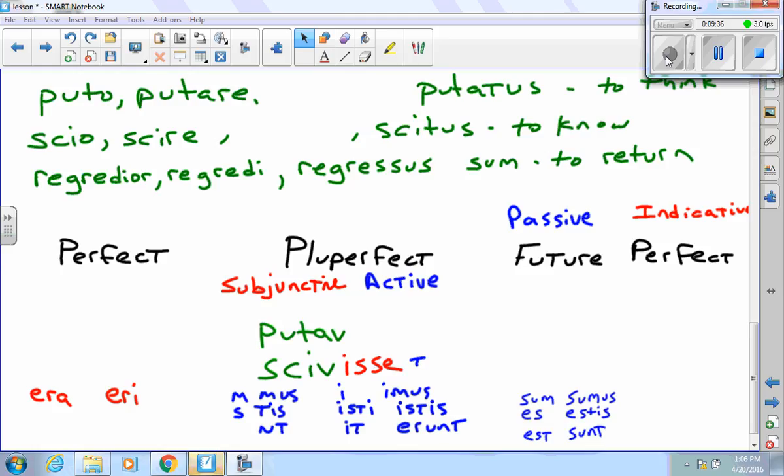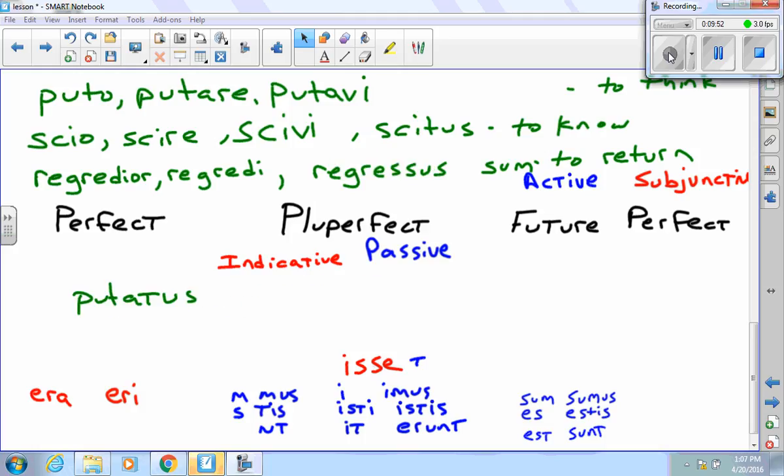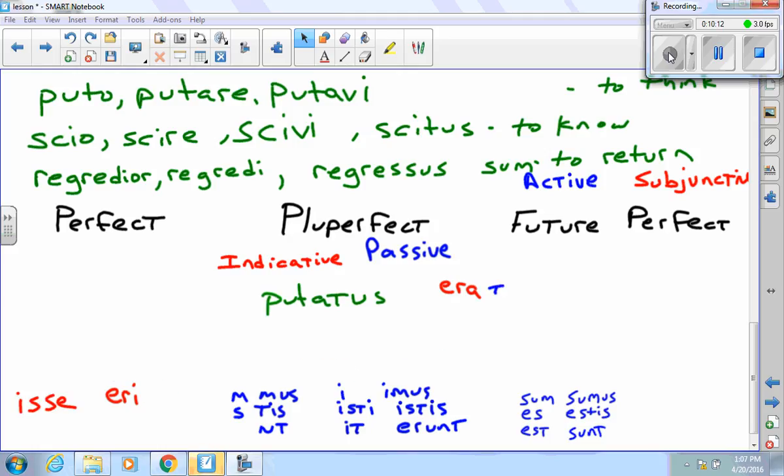Now how do I make it passive? Well, unlike the present, there's a different stem for the passive. So we'll start off with the indicative passive. Now we can include regredior because it's supposed to look passive. So if I start off with the fourth principal part, putatus, and I want to make it perfect, all I'm going to do is add a form of sum, est. If I want to be pluperfect, then I'm going to move it over here under pluperfect. I'm going to add the ERA. I still need a form of sum. Where's my T at? There it is. Got to move that back.